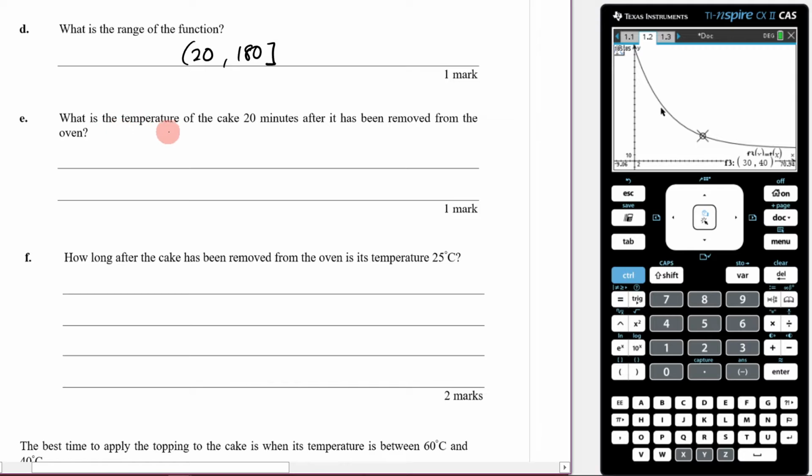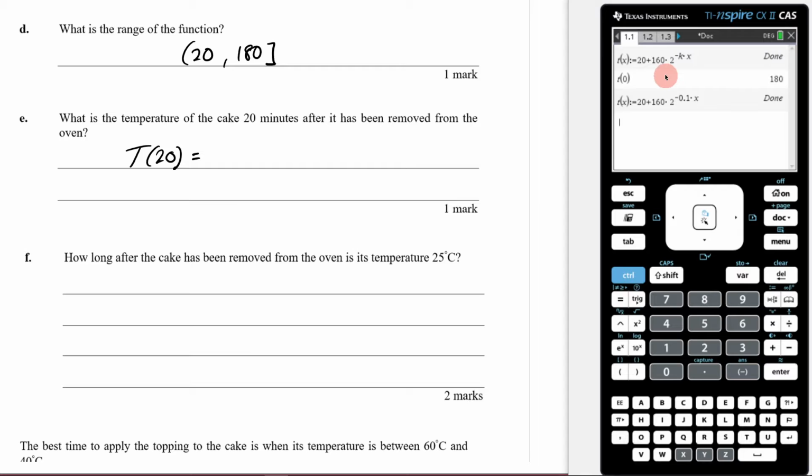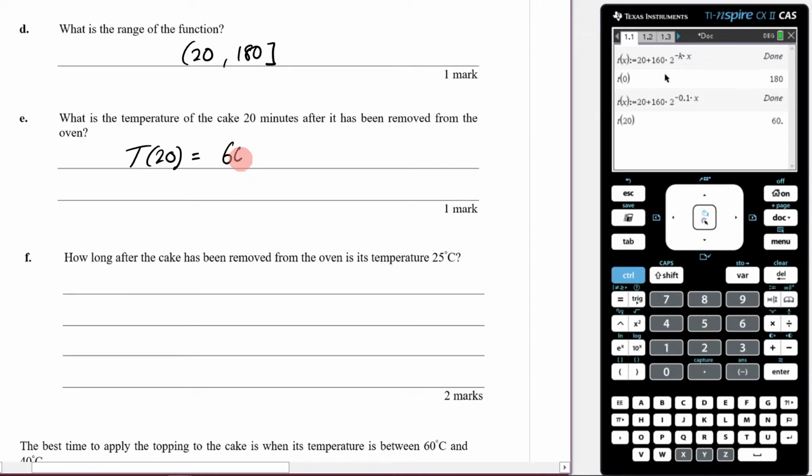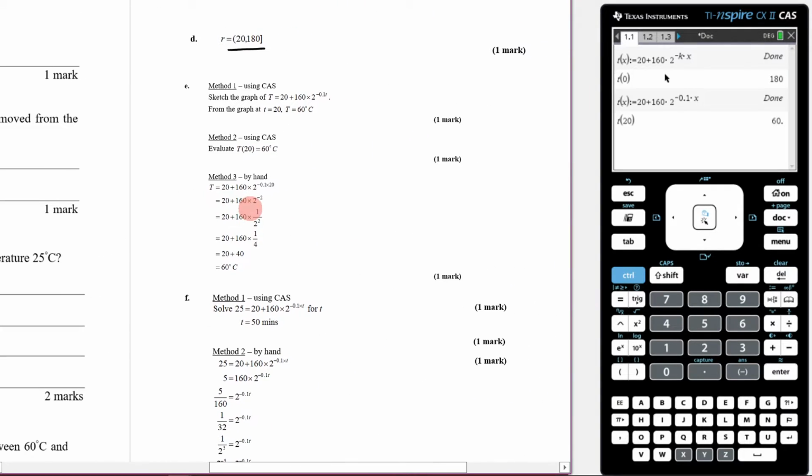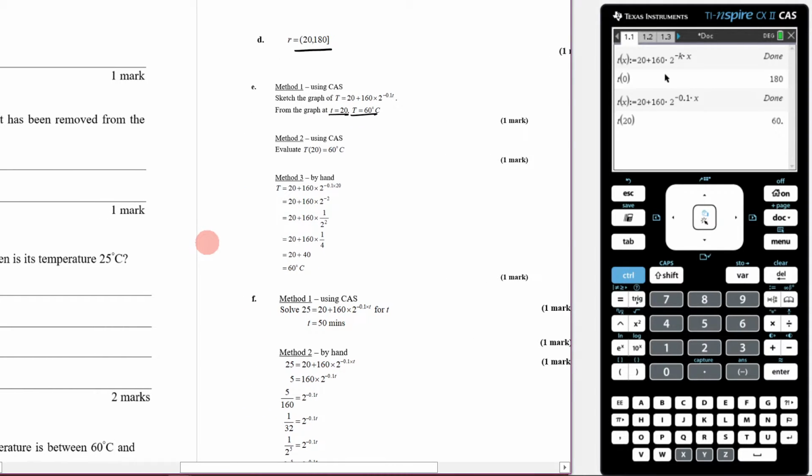What is the temperature of the cake 20 minutes after it's been removed from the oven? So what we're doing here is we're going, what's T of 20? We can come to our CAS, and we can put this in. What's T of 20? It's going to be 60 degrees Celsius. Let's see what the mark scheme says. It says using your CAS, you can simply go T is equal to 20, T is equal to 60. Easy. That's what we said. Or you could do it by hand, but I don't want to do that.